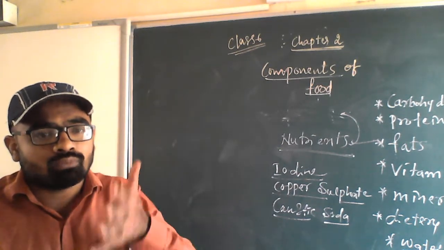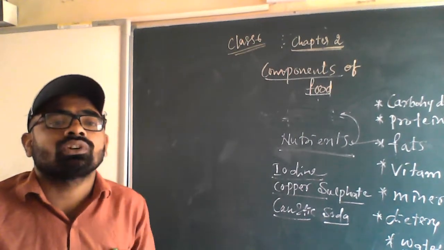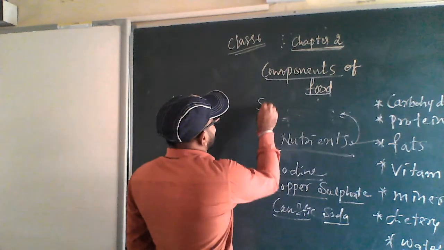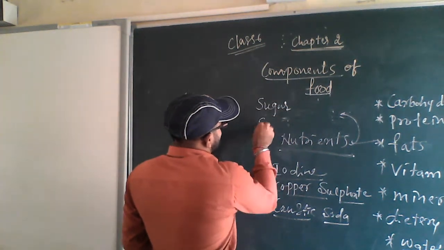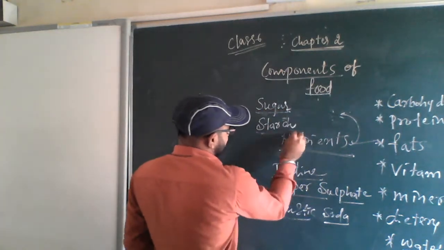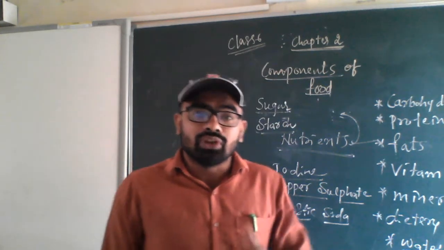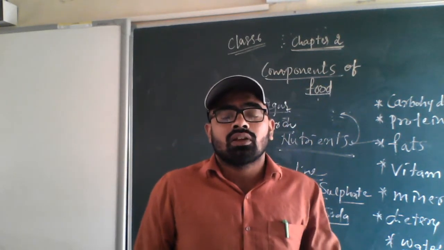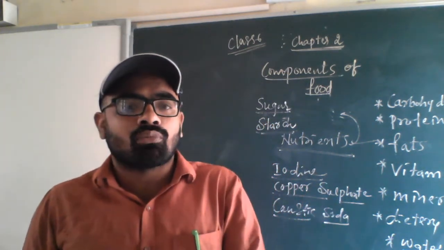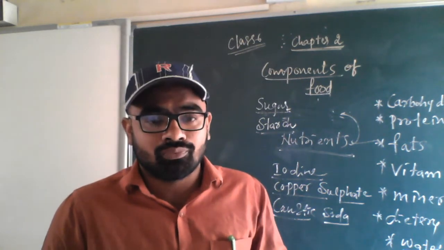But the carbohydrate we eat is present in two main forms. We can call them sugar and starch. Whichever carbohydrate we eat is mainly present in the form of sugar and starch.